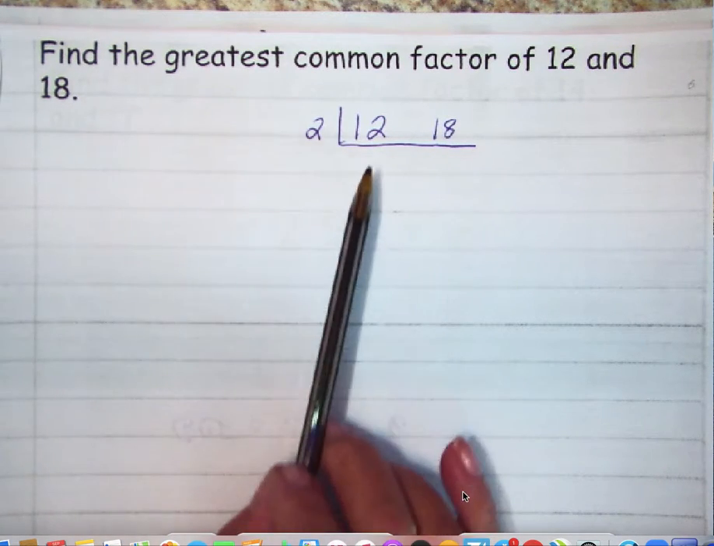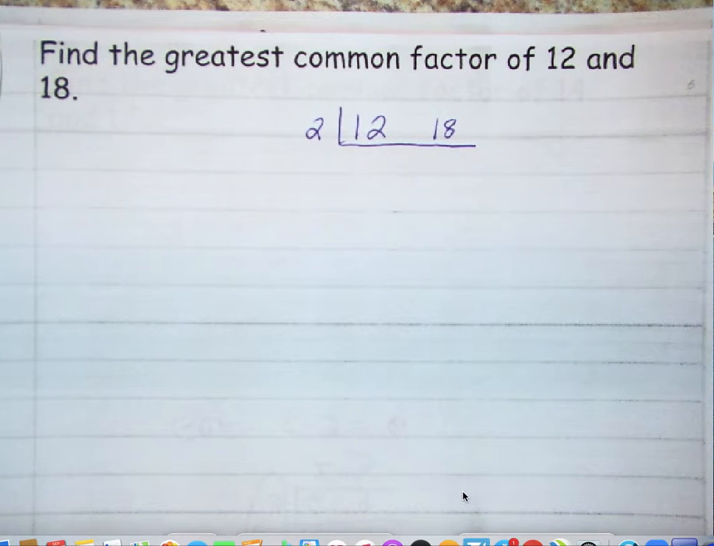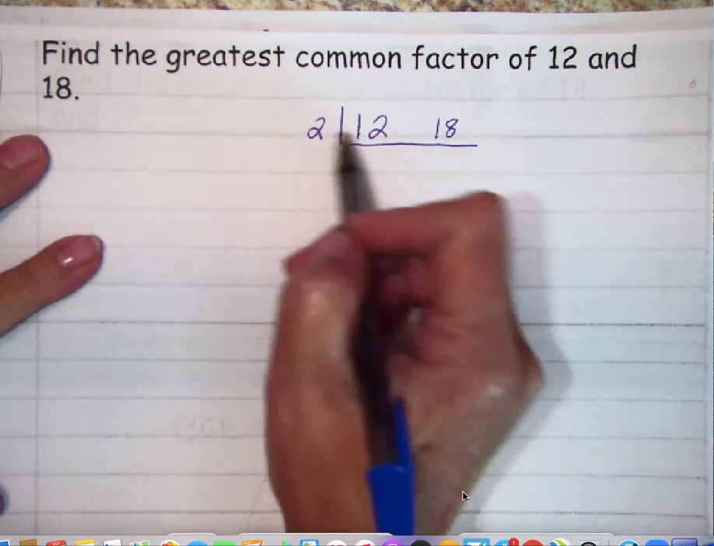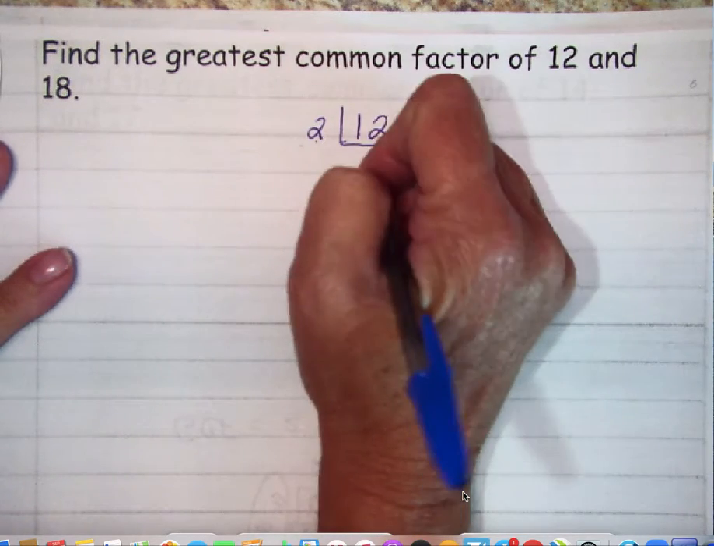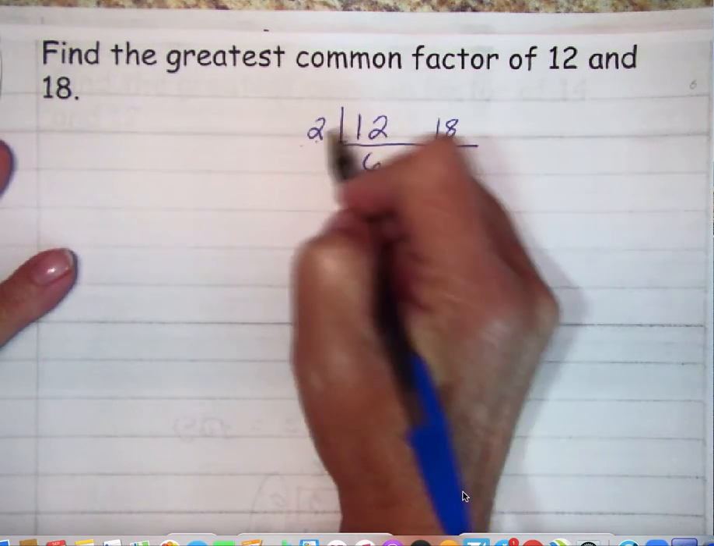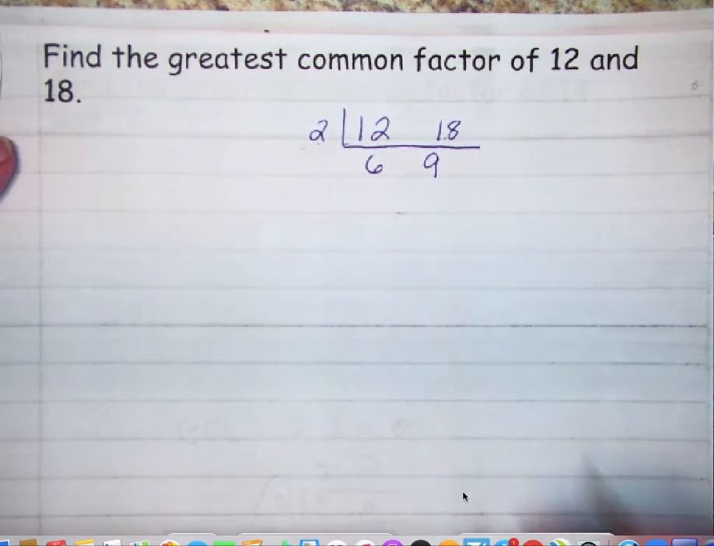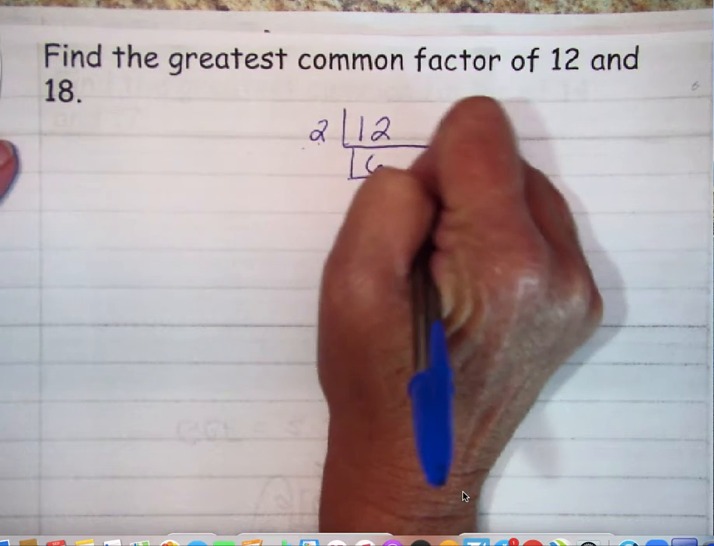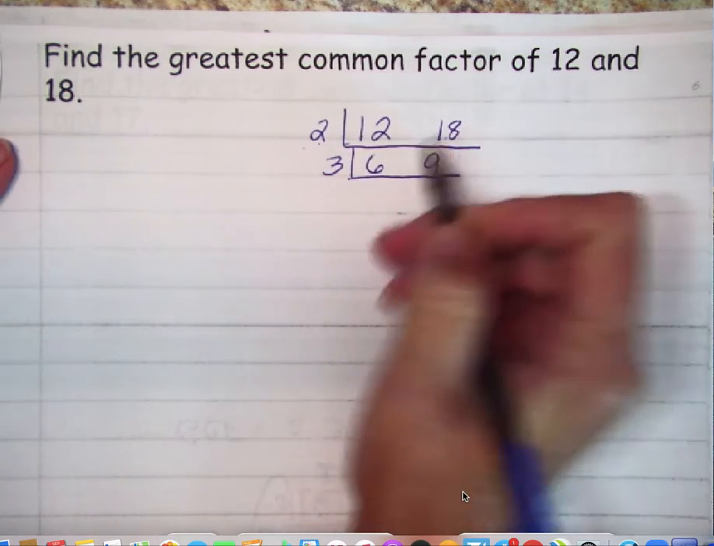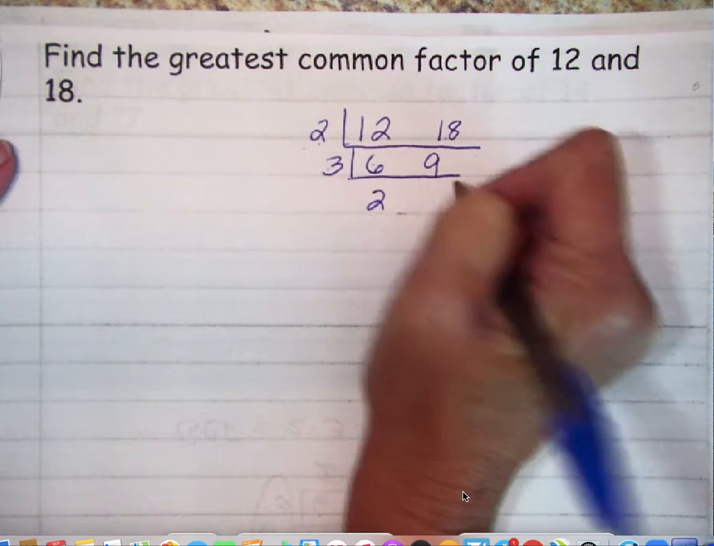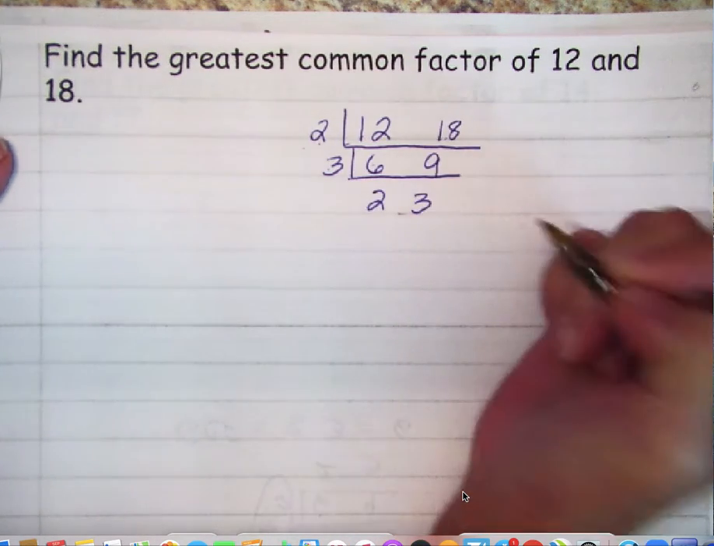All right, so 12 and 18. We just talked about the fact that they're both divisible by 2, so I pulled this 2 out. 12 divided by 2 is 6. 18 divided by 2 is 9. Okay? Now, 9 is not an even number, so it's not divisible by 2. So what are 6 and 9 going to be divisible by now? Well, 6 and 9 are divisible by 3. 6 divided by 3 is 2. 9 divided by 3 is 3.